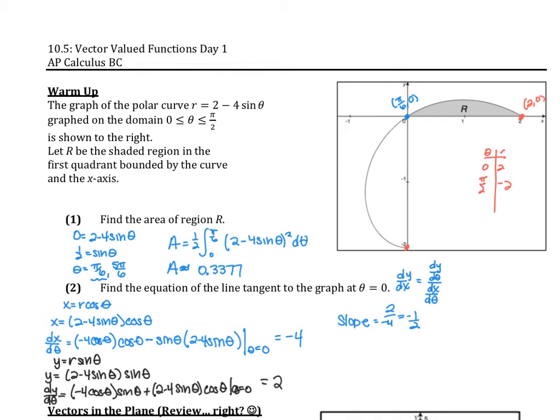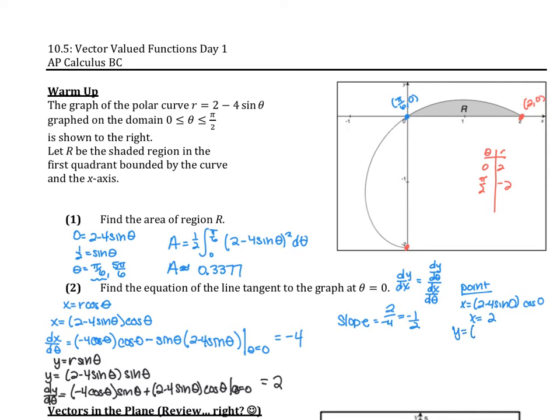Okay, well, the point that I have, I can go back into x equals r cos theta or y equals r sine theta and plug that in. And when I do that, if I do x equals 2 minus 4 sine of 0 times cosine of 0, we get x equals, oh, that was supposed to be a 0. So we get x equals, cosine of 0 is 1, sine of 0 is 0, so we get 2 times 1, so x equals 2.